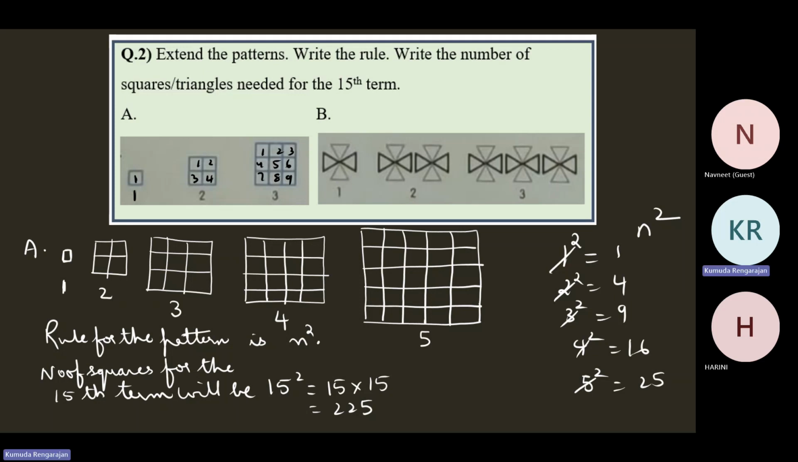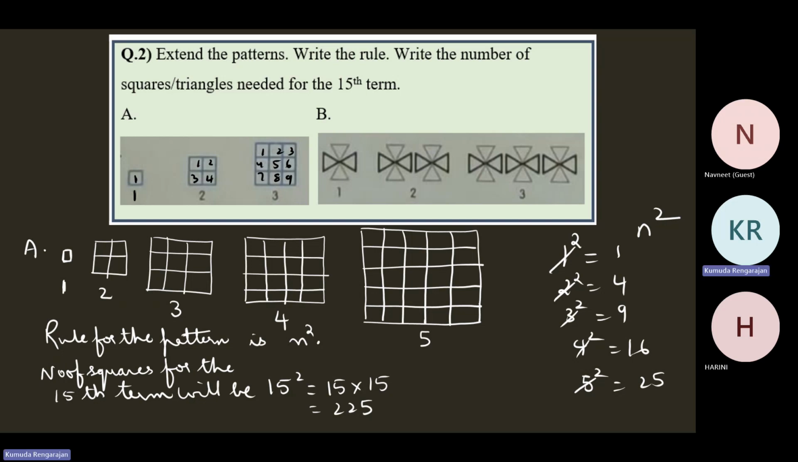4, ma'am. 4 triangles. Yes. In this pattern, the second term has how many triangles? Ma'am, 8. Navneet, I told you, you answered the first one. This is for Harini. So how many triangles in the second one? 8, ma'am. In the third one, how many triangles? 12, ma'am. How many triangles will be in the fourth one? 16, ma'am. So which multiplication tables are you using now? Ma'am, 4 table.